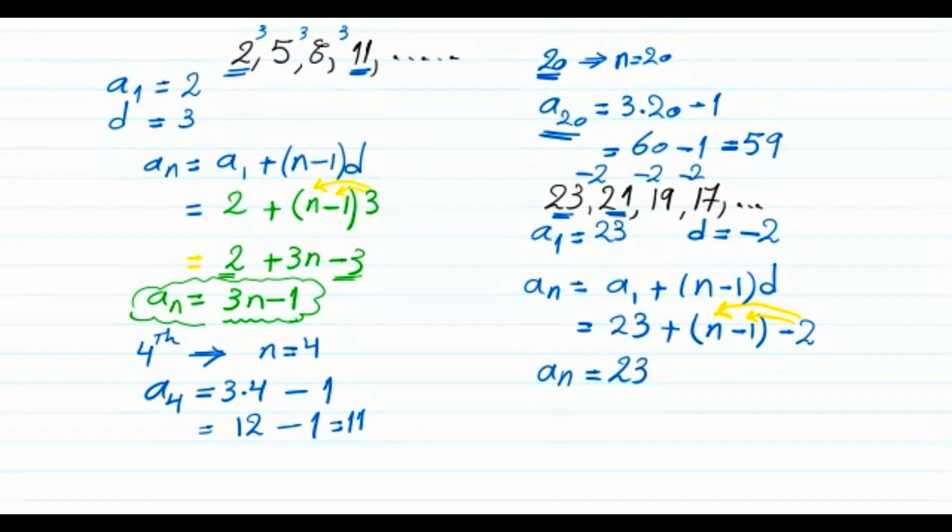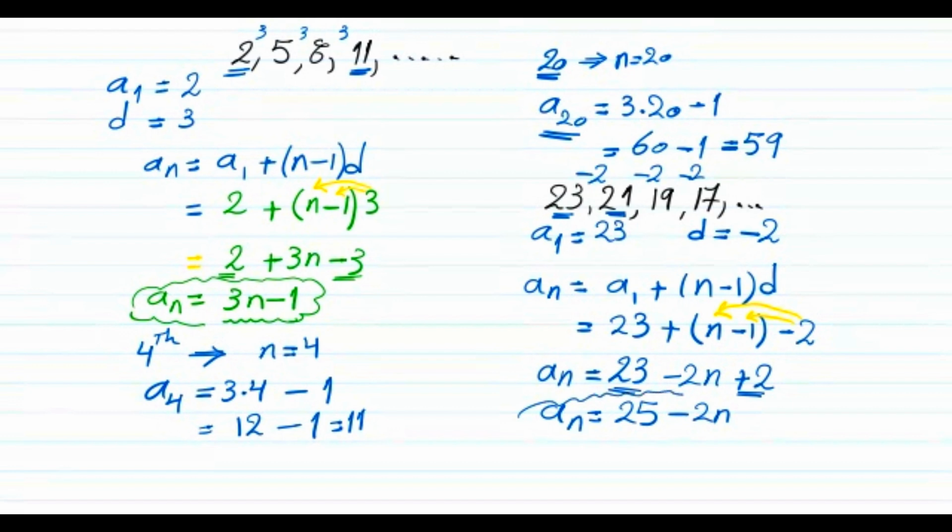an equals 23 minus 2n plus 2. So it's going to be 25, because 23 plus 2 equals 25, minus 2n. This is the general rule: an equals 25 minus 2n.